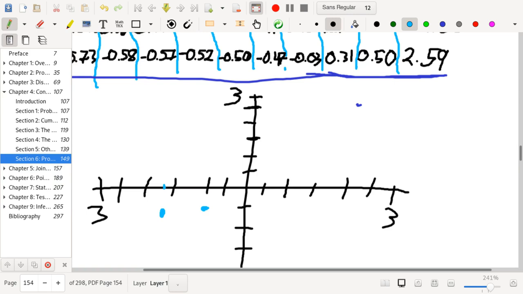And then keep going like that. So we're going to have negative 0.67 and negative 0.57. So that's going to be about here. Negative, let's see, negative 0.39 and negative 0.52 is about here. Negative 0.13 and negative 0.50 is about here. Negative 0.13 and negative 0.47 is about here. 0.39 and negative 0.03 is about here.